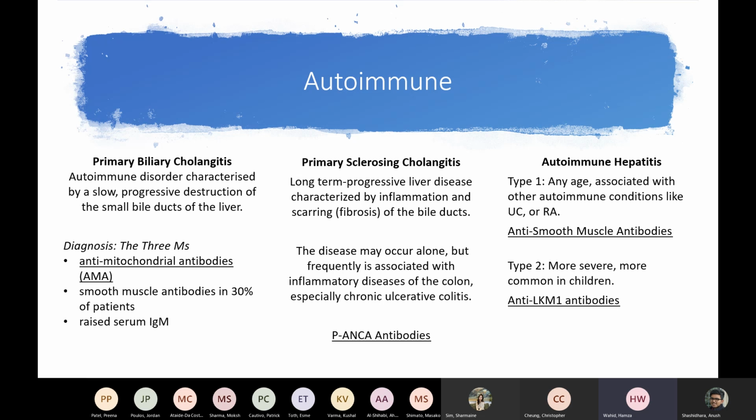But the main thing that you need to know about these is to remember the antibodies, and then, as I said, all of these things you'll go over again on their own merits. And with autoimmune hepatitis, type 1 is usually older patients and has anti-smooth muscle antibodies. And there's type 2, which has anti-LKM1 antibodies. Cool.